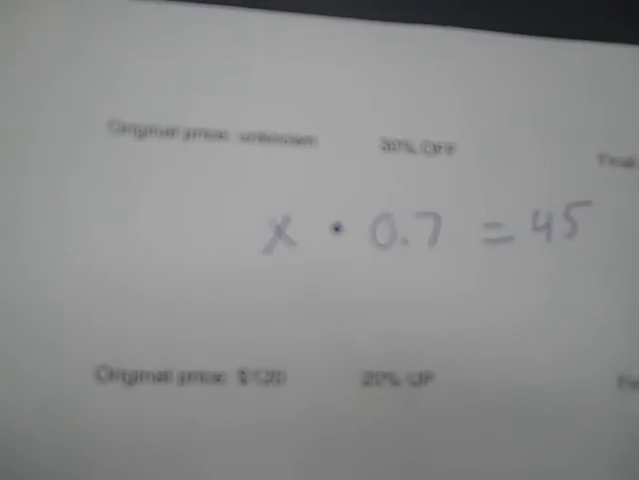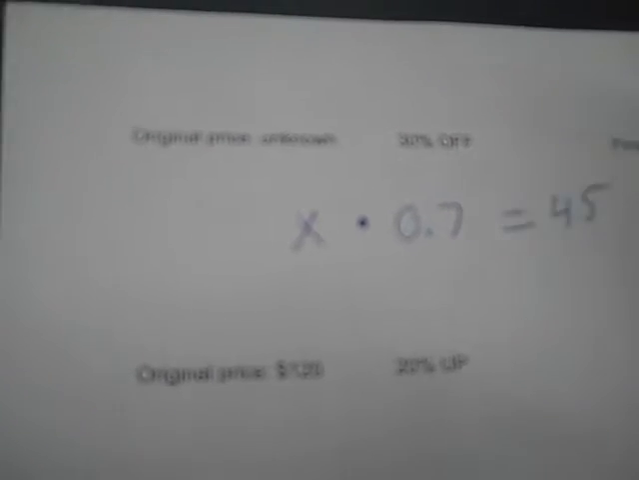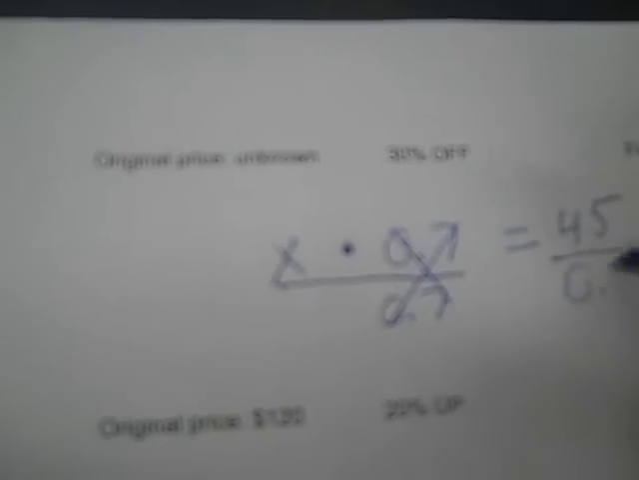Now we have to solve for X. So X is being multiplied by 0.7. The opposite of multiply is to divide, because I can't multiply, since that's an X there. So I need to divide both sides by the 0.7 factor. Those cancel, 0.7. So I divide 45 by 0.7. A lot of times this comes out as a long decimal.